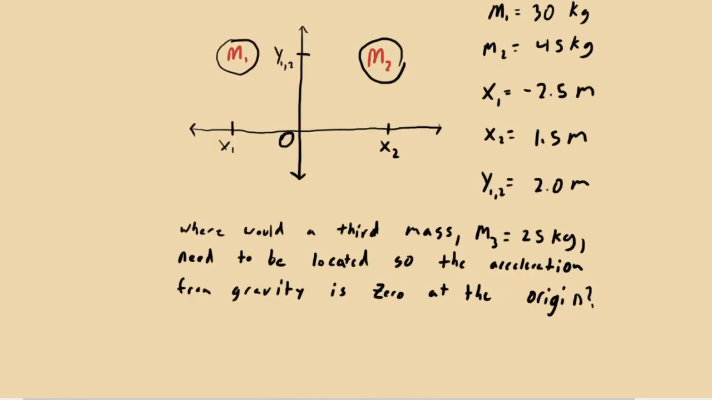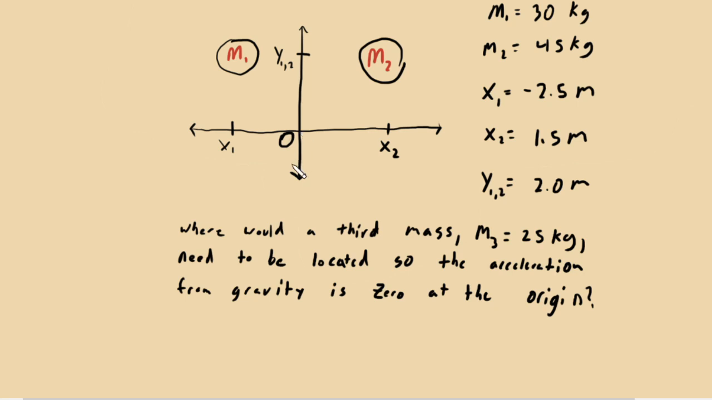Now looking at our second problem and applying what we learned from the first, we should be able to solve it. We have two masses drawn on this Cartesian coordinate system, and we are going to add a third mass of 25 kilograms somewhere on this coordinate system. What we're looking for is that if we put a test object in the center, we want it to have zero acceleration, so no force, which of course means no acceleration.